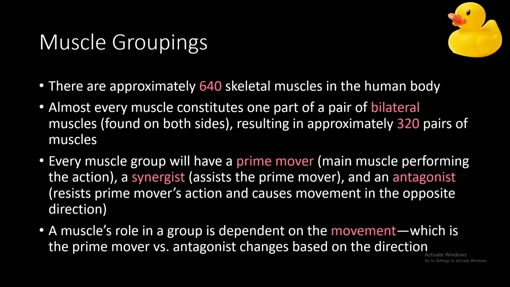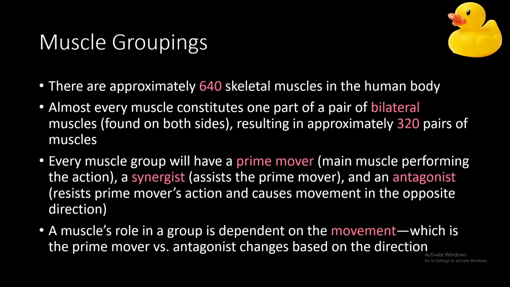Every muscle group is going to have a prime mover, which is the main muscle performing the action, a synergist, which is going to assist the prime mover, and an antagonist, which is going to resist the prime mover's action and cause movement in the opposite direction. You saw in your previous reading that some muscles will also have fixators that'll help stabilize the muscle, but every muscle group is going to have prime mover, synergist, and antagonist.